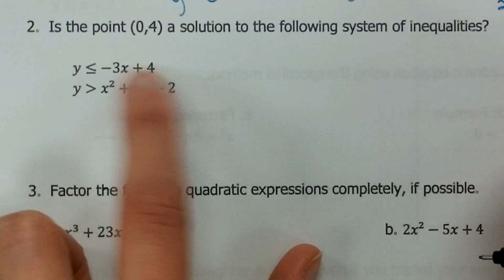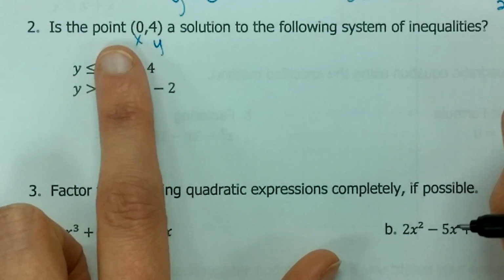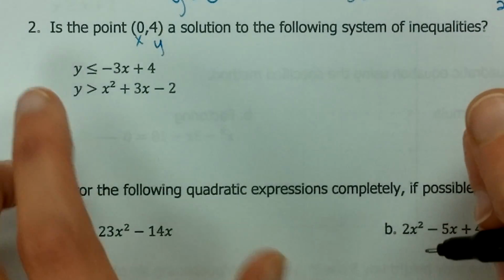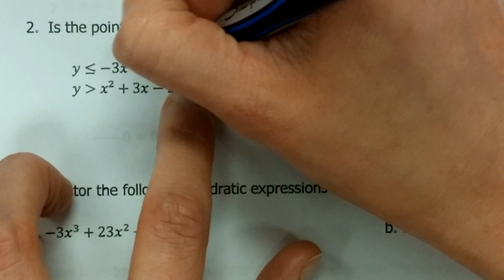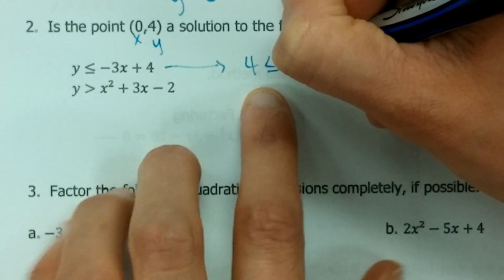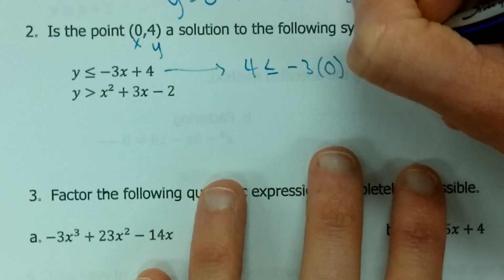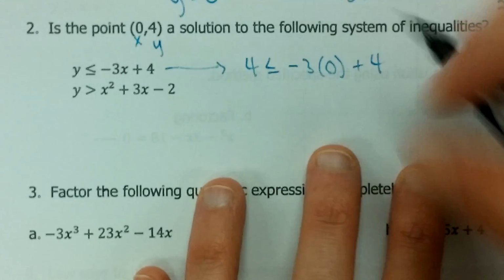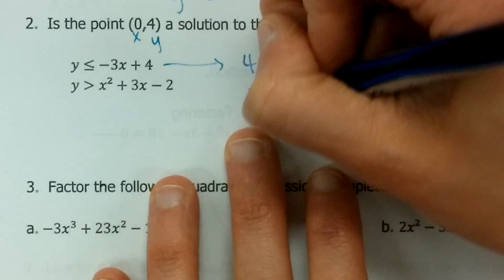So this top one I'm going to start with. The 0 is my x value, the 4 is my y value. X is always your first, y is always your second in a point. So for y, I'm going to plug in 4. So I'm rewriting this first one, plugging in my y value of 4, keeping the inequality sign, and then plugging in my x value of 0 for x. And then I'm just going to simplify the right side to see if that's a true statement or not.